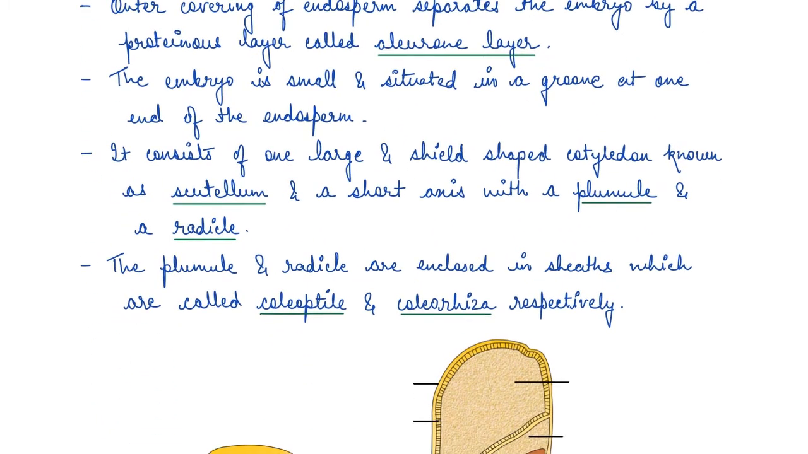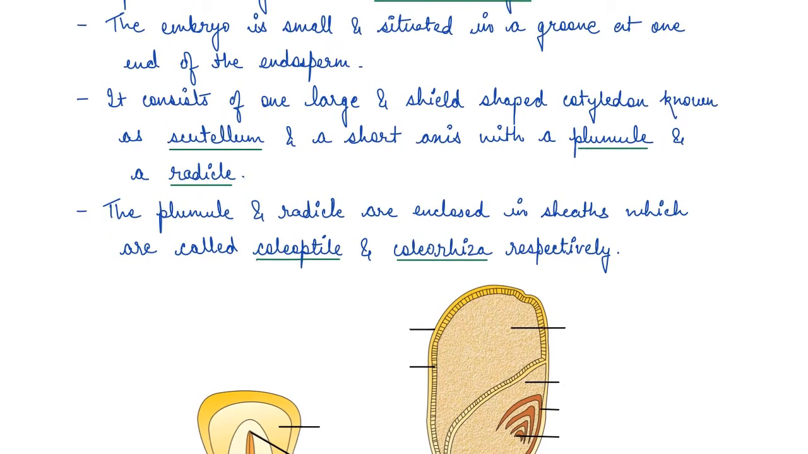So it consists of one large and shield-shaped cotyledon, which is known as scutellum, and a short axis with a plumule and a radicle, right? So the cotyledon is named very differently here in case of a monocot seed. Now again, the plumule and radicle are enclosed in two different sheaths. Plumule is enclosed in coleoptile and radicle is enclosed in coleorhiza, right?